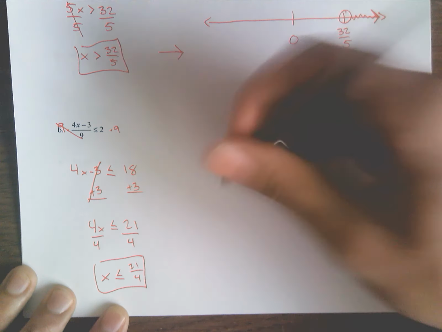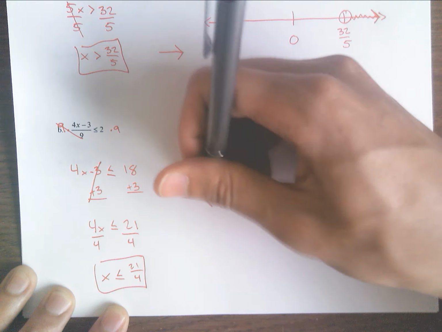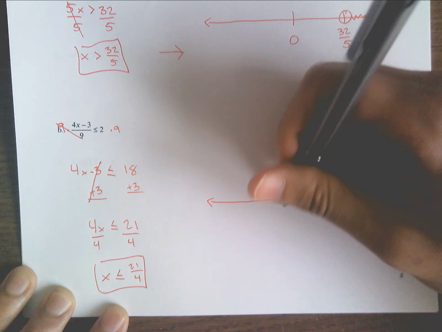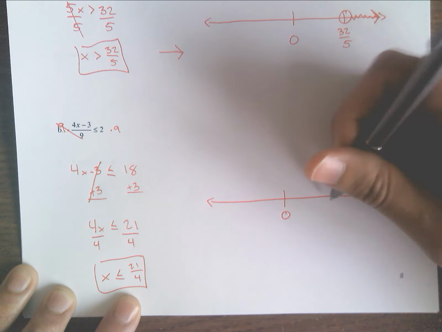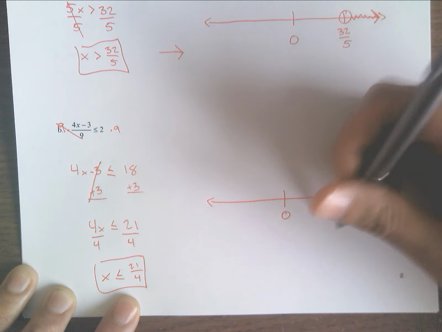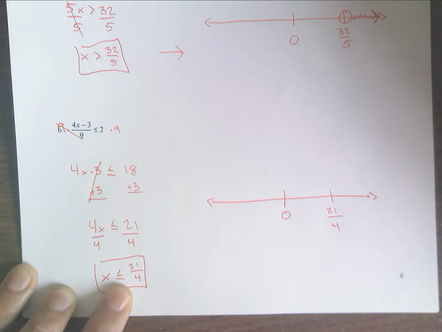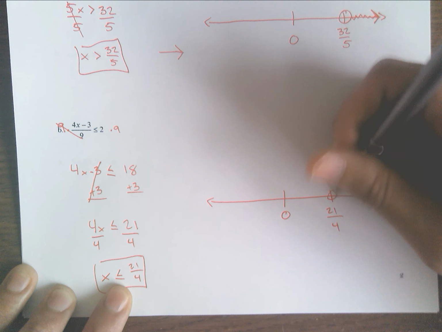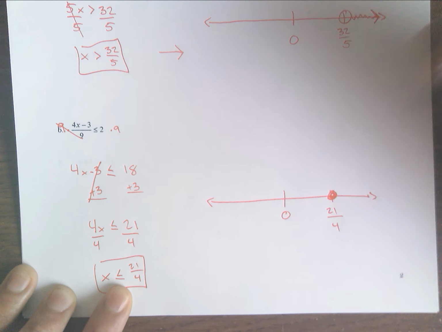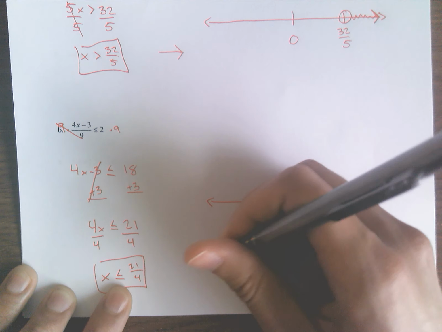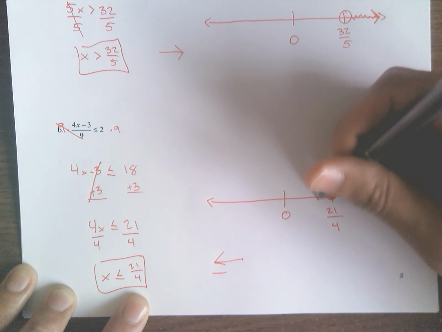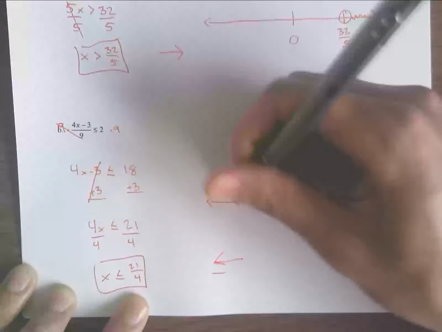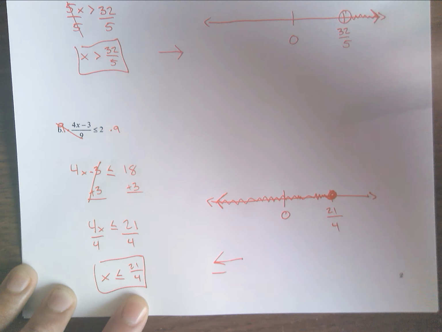So graphing this, let's draw in our number line. 0 goes in the middle. And 21/4, that's positive, so it'll go on the right-hand side of 0. We're looking at less than or equal to, so it's a shaded circle or a closed circle. And then to draw our arrow, we're looking at the left-hand side. So we draw in our shading, and then we draw arrowheads.